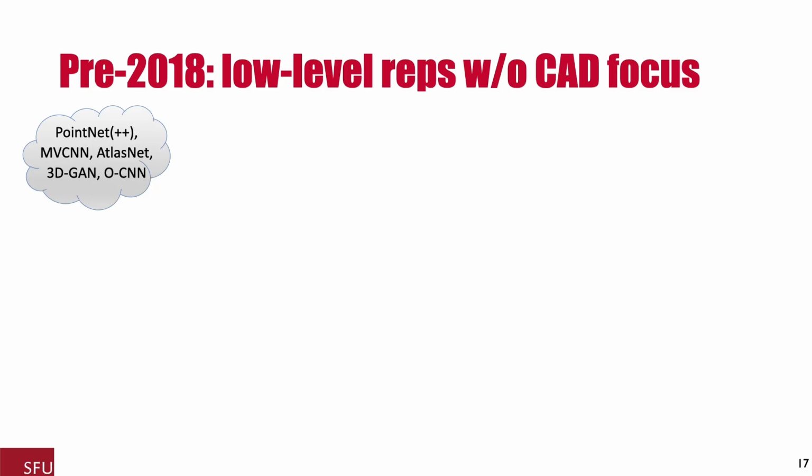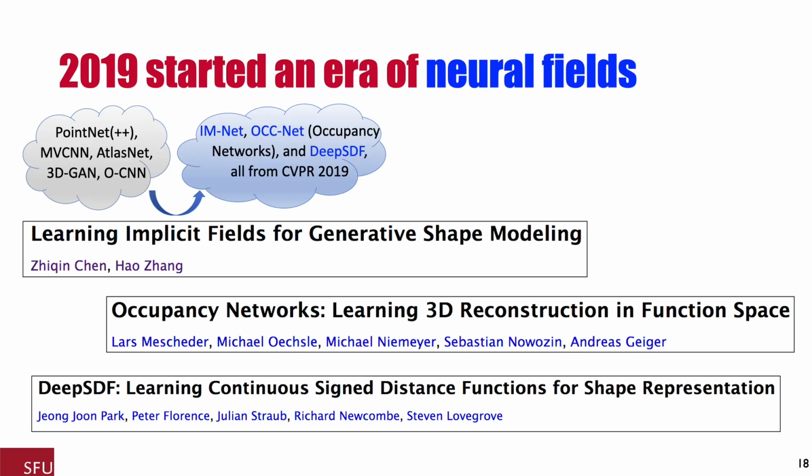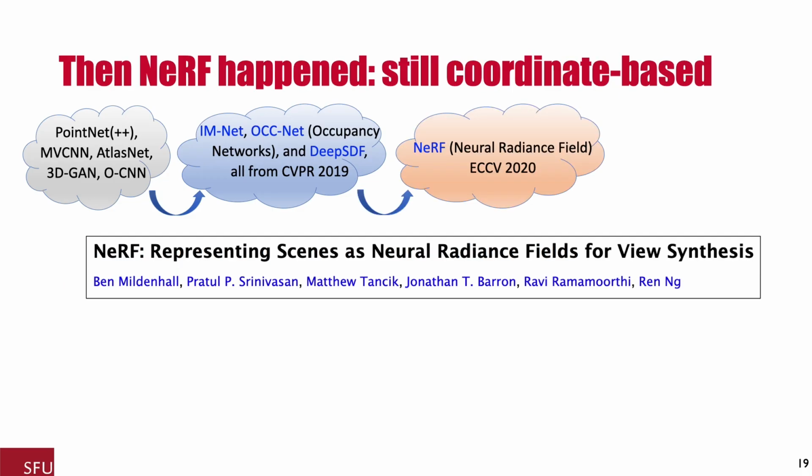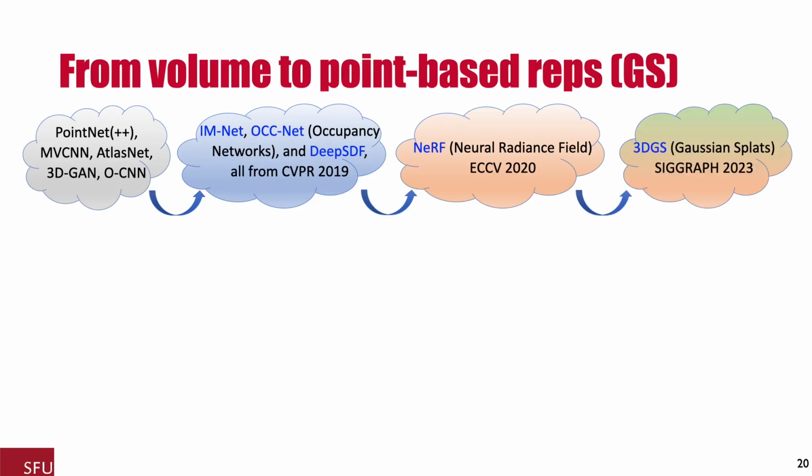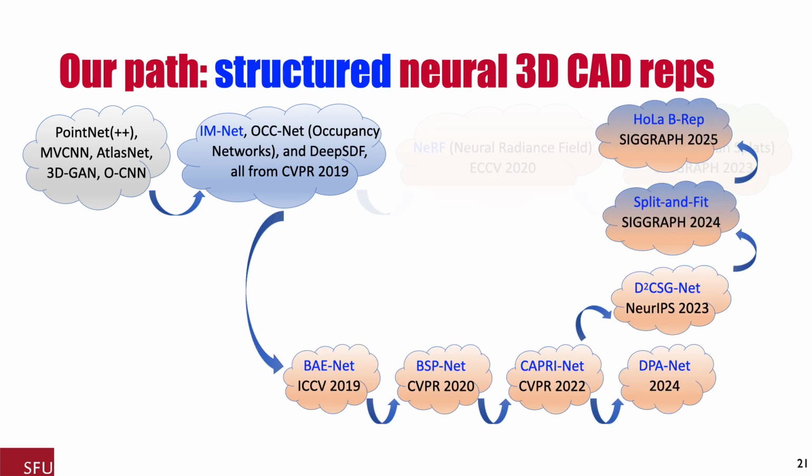And something happened. I think all 3 papers were published in CVPR 2019. That started, I would say, neural fields, right? So the first paper was actually from SFU, my student and myself. We got IMNet. And then what happened? ECCV 2020, NeRF happened. But NeRF remained a coordinate-based representation. And then quickly, 3DGS, SIGGRAPH 2023, turned from a volume-focused representation to a point-based representation, but they remain low-level representations and unstructured.